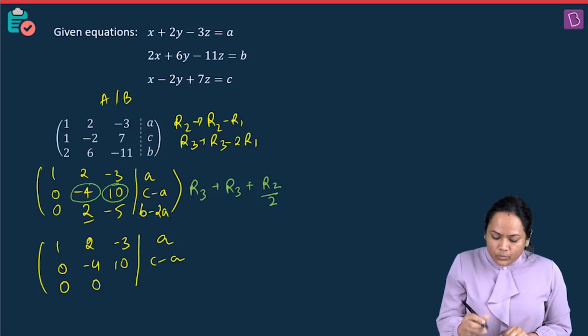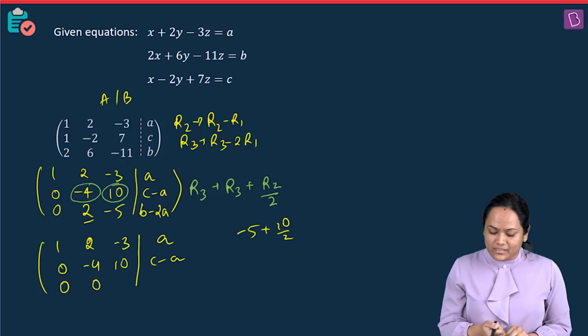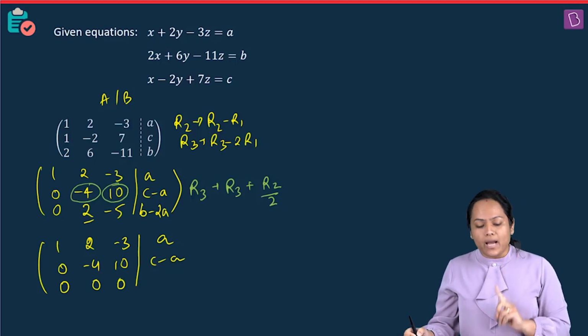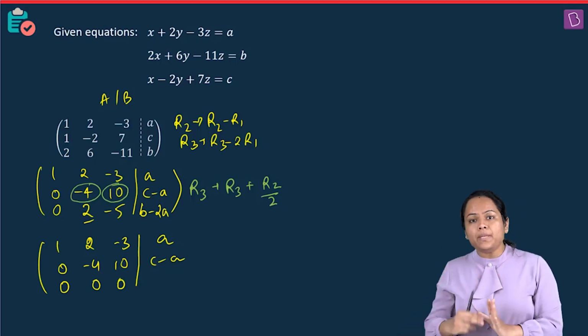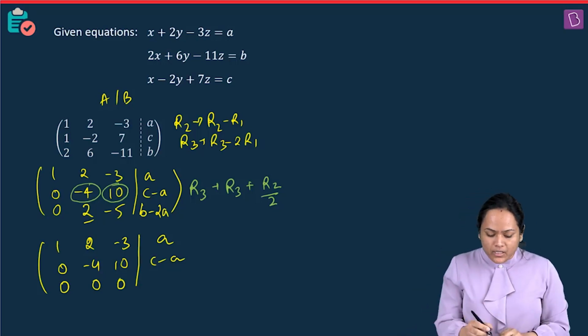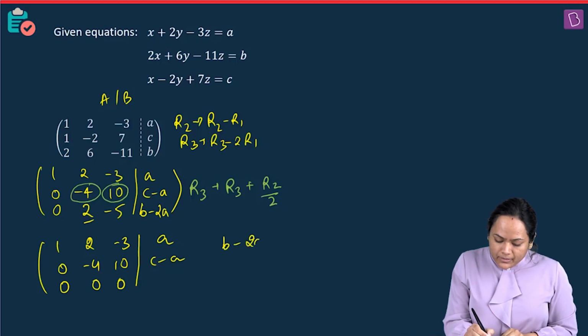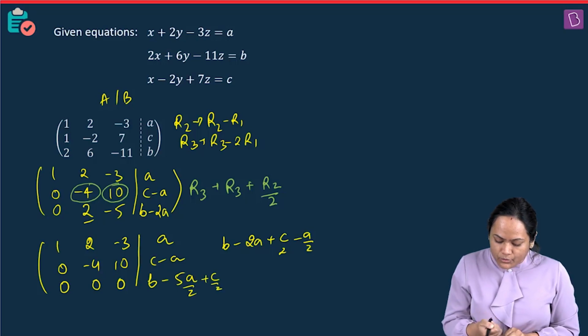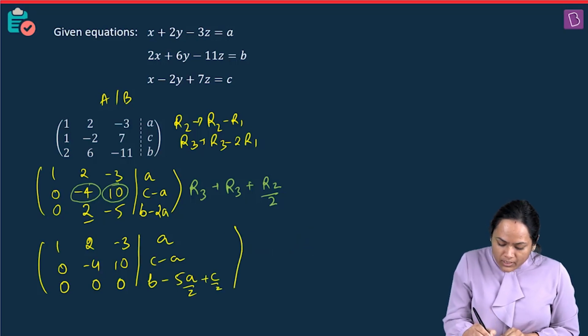Similarly, the next element will be minus 5 plus 10 by 2, again a 0. So that means I have created zeros over here. And now I'm left with the B column, or let's say the last part, which is going to become B minus 2a plus c by 2 minus a by 2, which can be written as B minus 5a by 2 plus c by 2. So this is now my transformed augmented matrix AB.